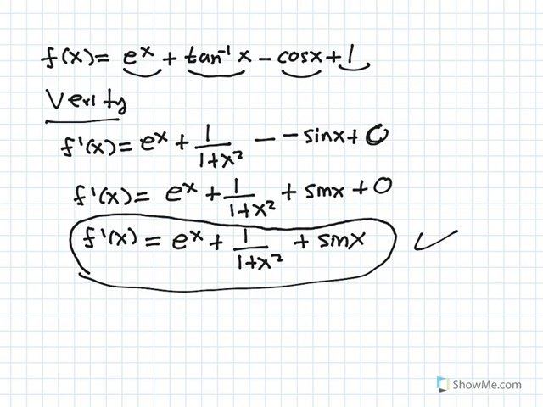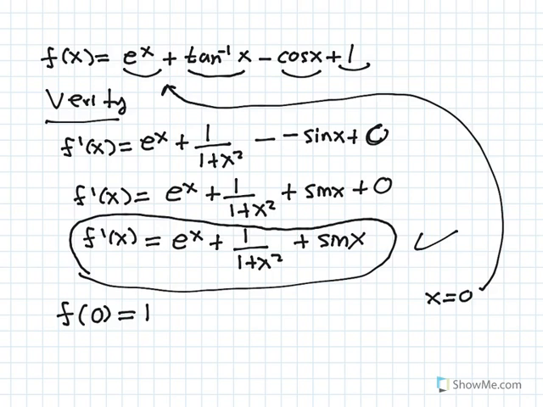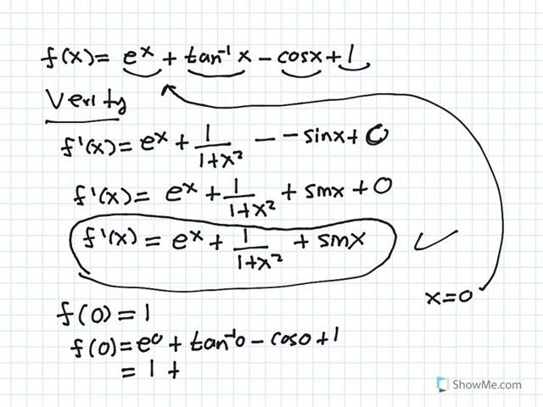Let's also verify that f of 0 is equal to 1. So we're going to substitute x equals 0 into this expression. So f of 0 is equal to e to the 0 plus tan minus 1 of 0 minus cos of 0 plus 1. E to the 0 is 1. Tan minus 1 of 0 is 0. Cos of 0 is 1. Plus 1. 1 minus 1 is 0. And we get f of 0 is equal to 1. And this also checks out.